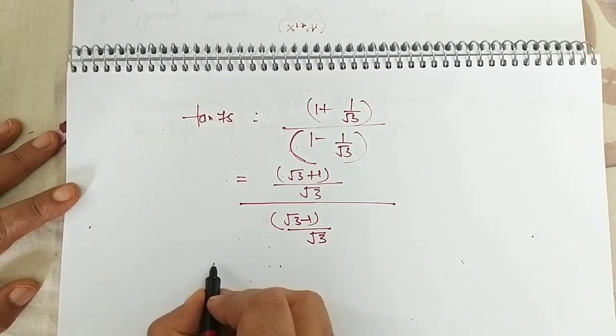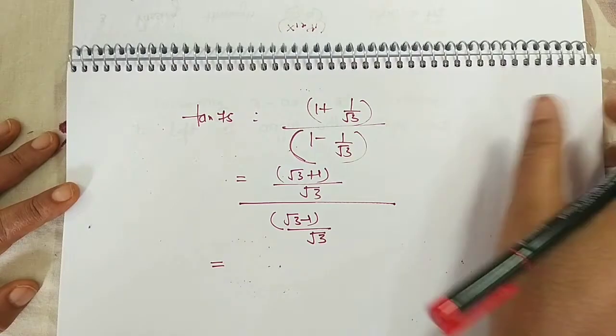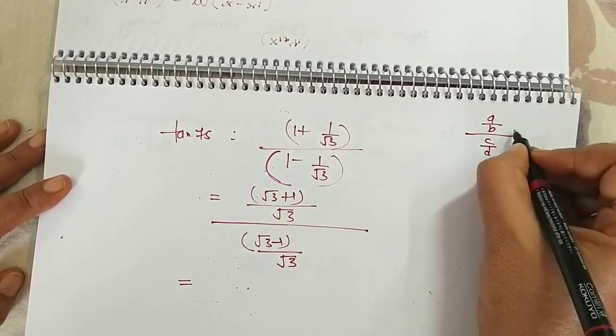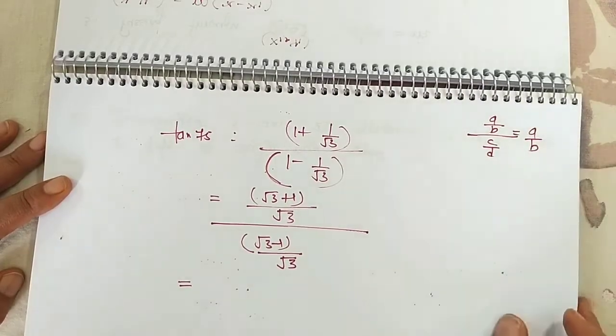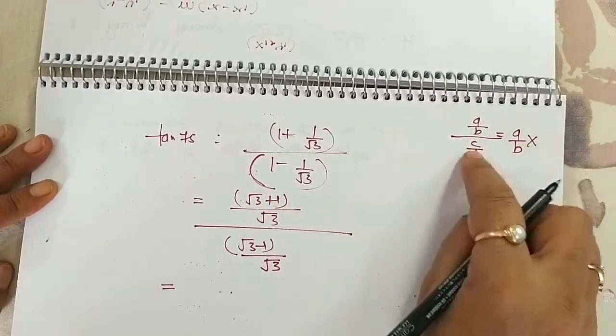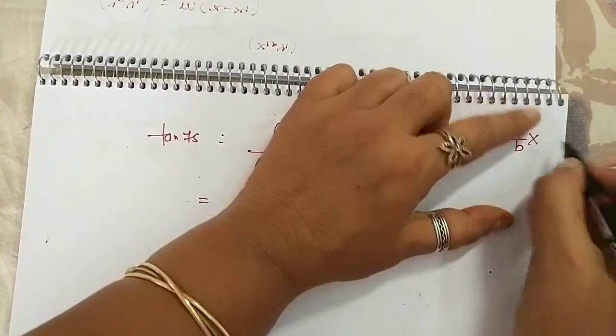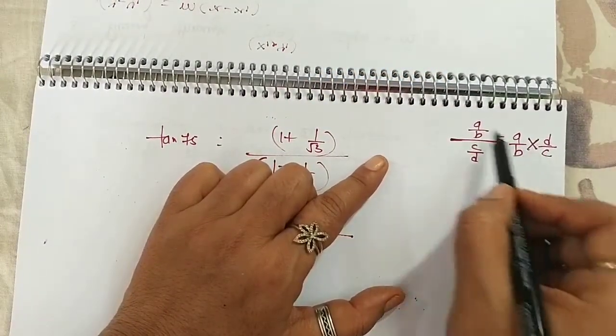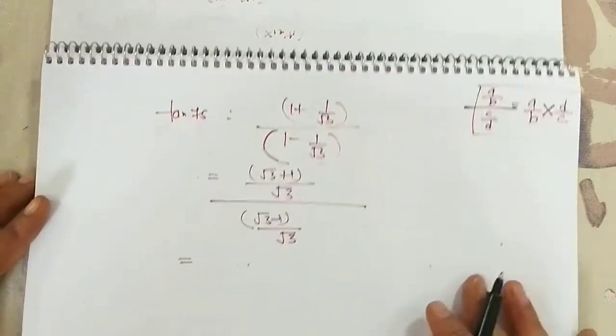Correct. Now how to solve it further? I want to tell you, if you have A by B divided by C by D, how do you do it? A by B we write as it is, into, this we flip. C by D is flipped and you get D by C. So this division becomes multiplication, which is easy to handle. So I will use that here.